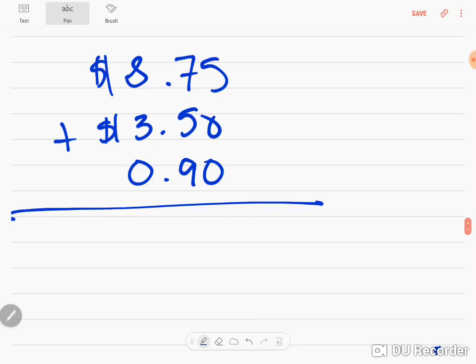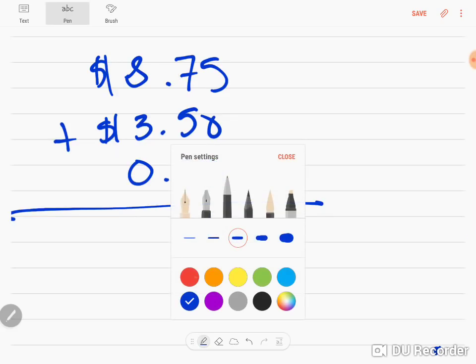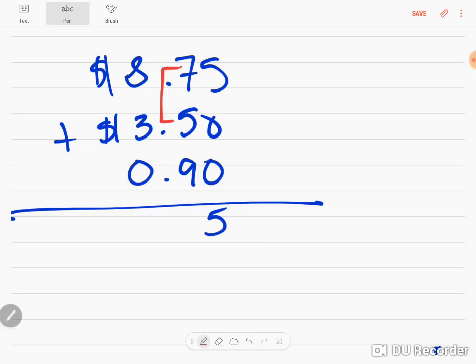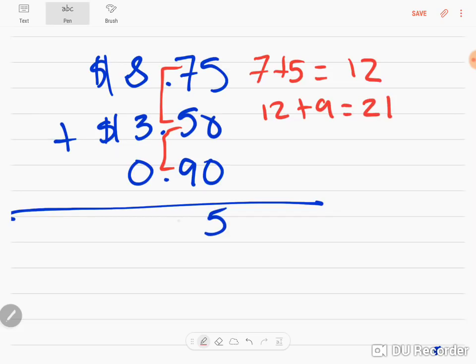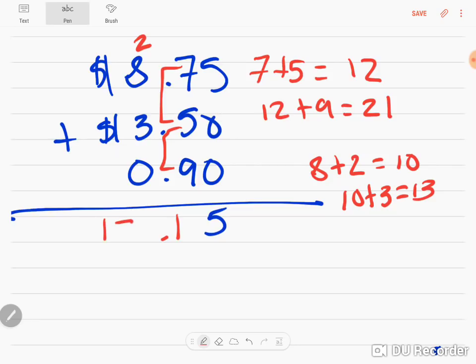Now let's just add this up. 5 plus 0 is 5. I'm going to change the color. 7 plus 5 equals 12. 12 plus 9 equals 21. So I'm going to put the 1 right there. You guys see how I'm still lining up my decimal? To place that right there. Now I'm going to put the 2 up there. 8 plus 2 is 10. 10 plus 3 is 13. Our answer is $13.15. That's how much he spent in total.